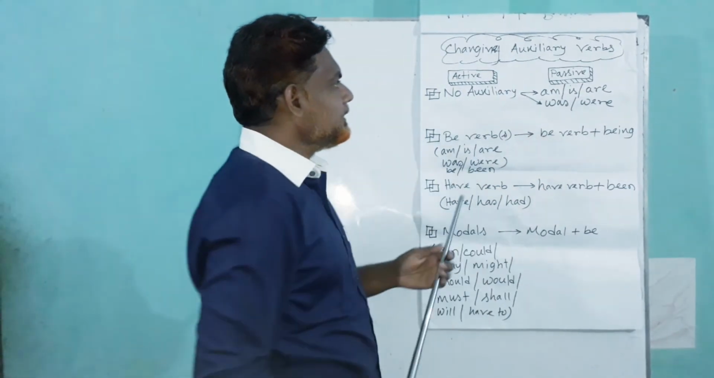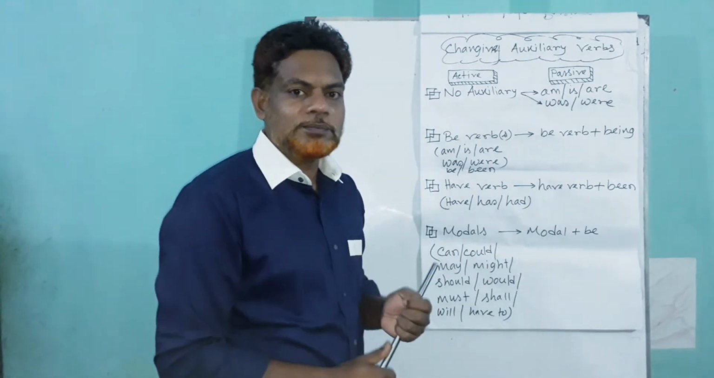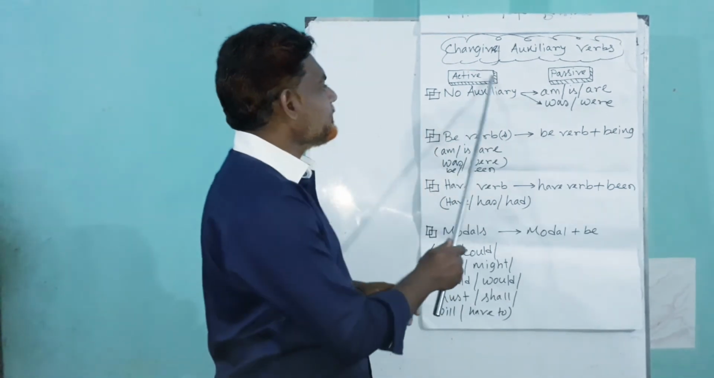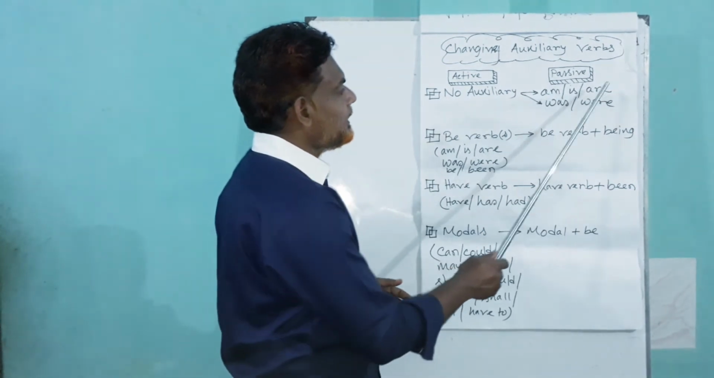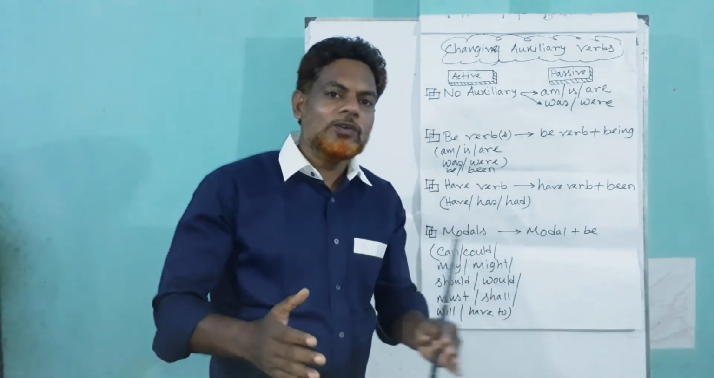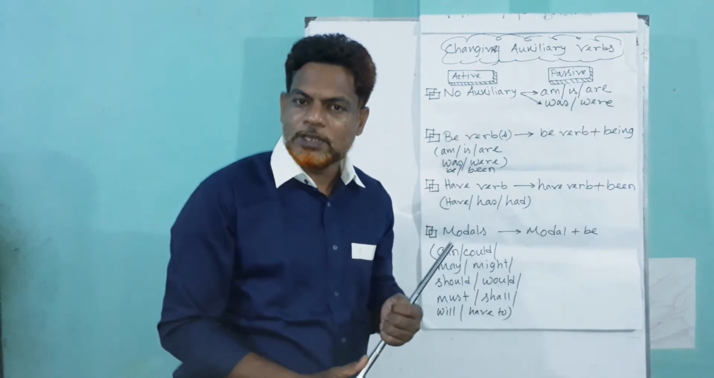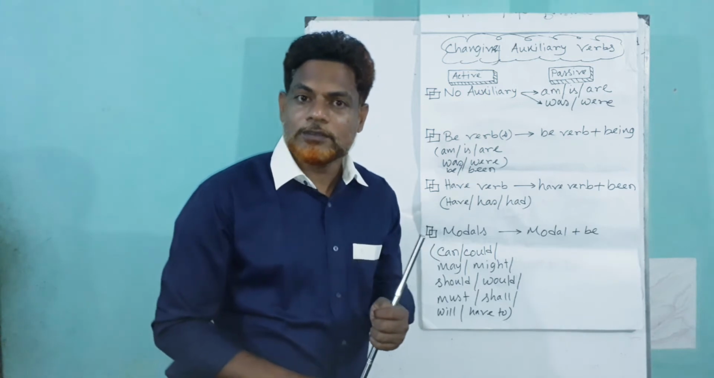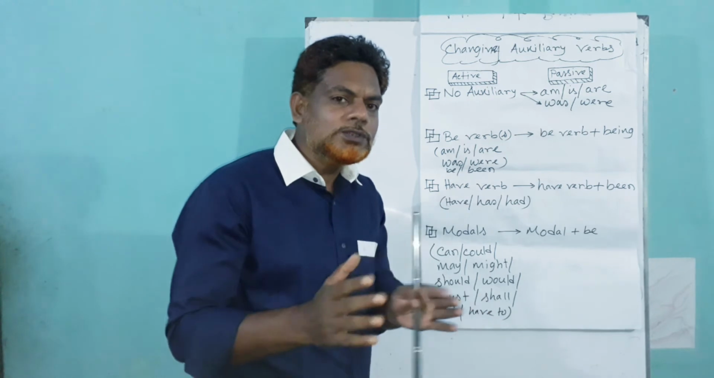I have said you have to write the auxiliary verb in the second position. Now, which auxiliary verb will be used? When will which auxiliary verb be used? If there is no auxiliary verb in the active voice, you have to write am, is, are, or was, were. That means if there is no auxiliary verb in the active voice, you will have two options: whether you write am, is, are, or you write was or were. Now you may ask me a question: when will you use am, is, are?